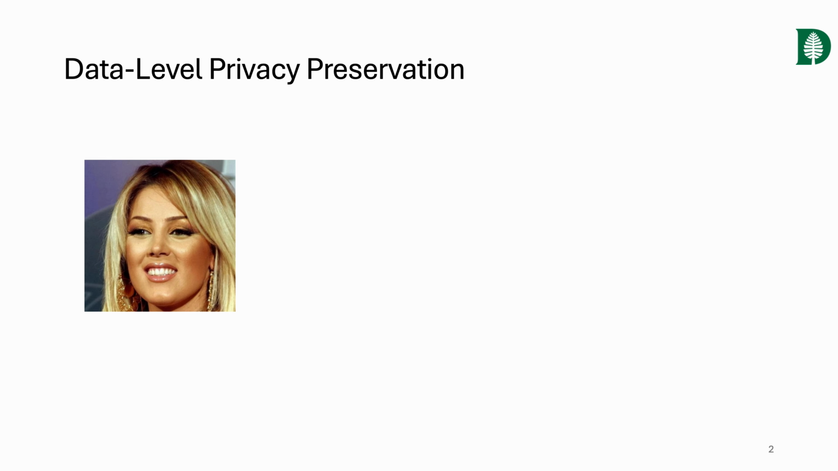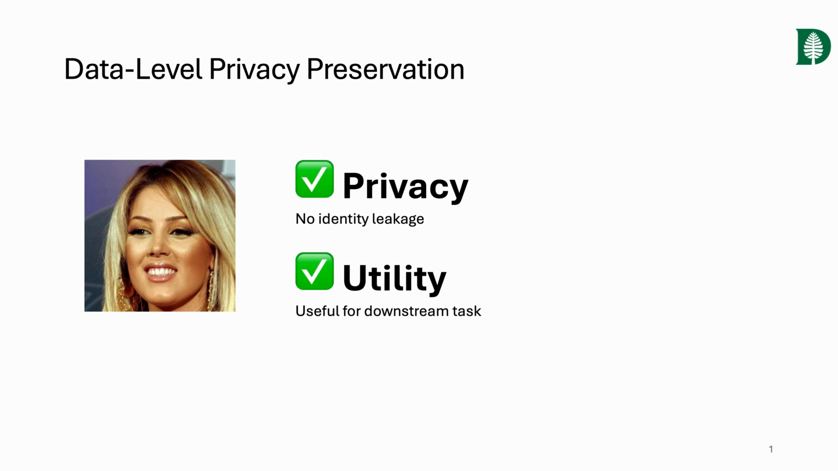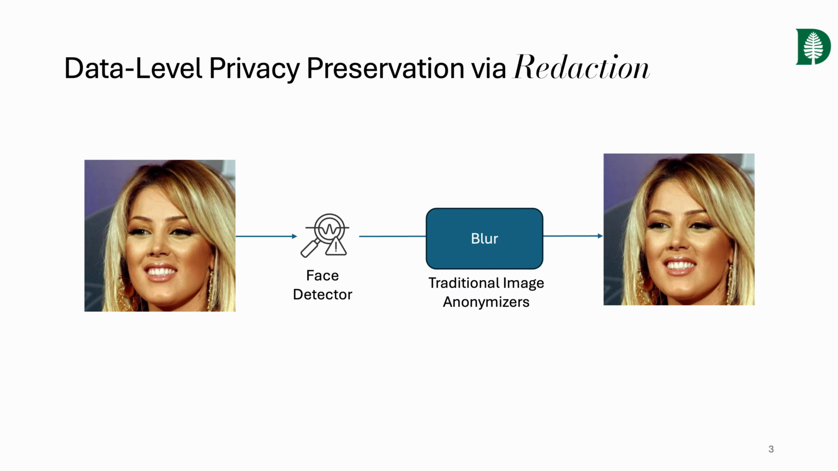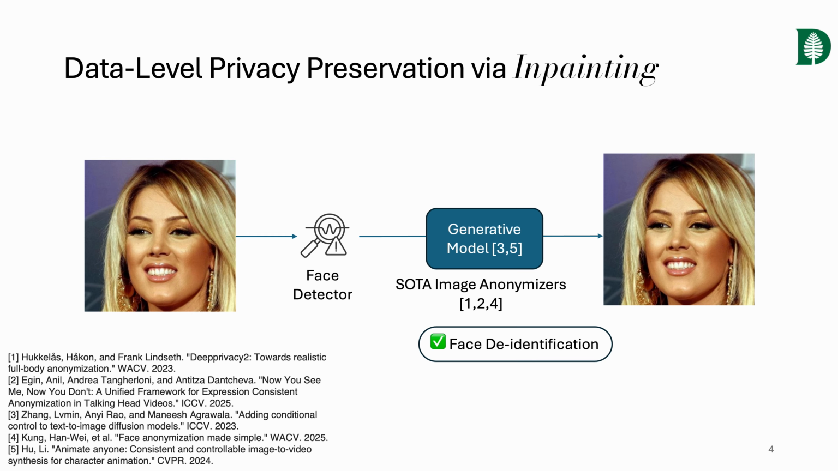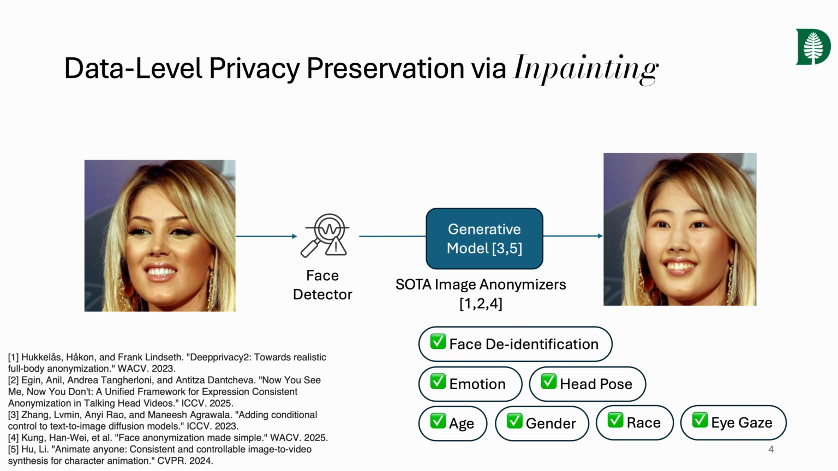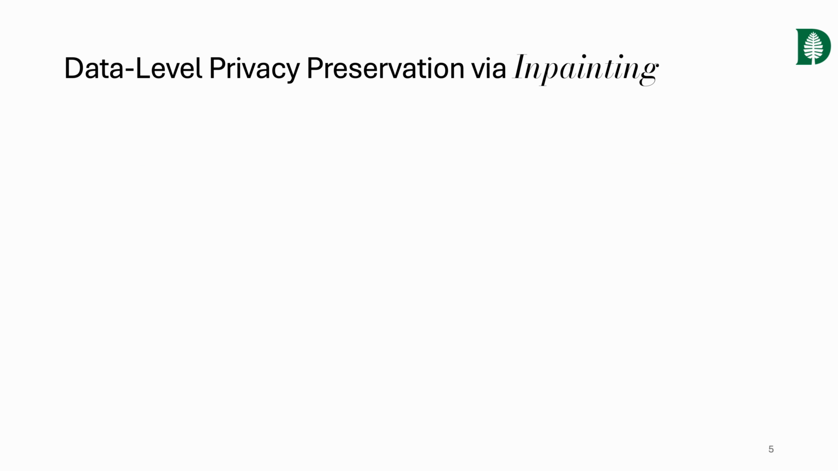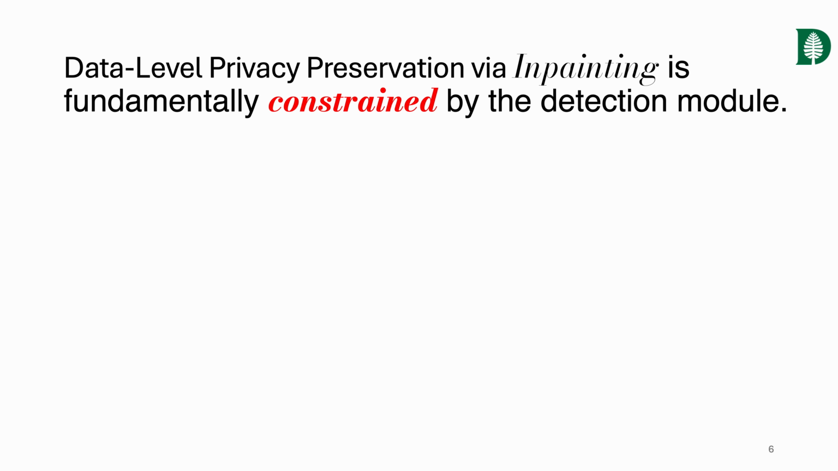The goal of our work is simple. Given an image, we want to remove privacy-sensitive information while still preserving the information needed for downstream tasks. Traditional anonymization methods usually first detect faces and then blur them. Moreover, recent diffusion-based approaches can even enhance this area and offer controlling on attributes such as emotion, pose, or other face characteristics. However, all of these methods are still fundamentally constrained by the detector.